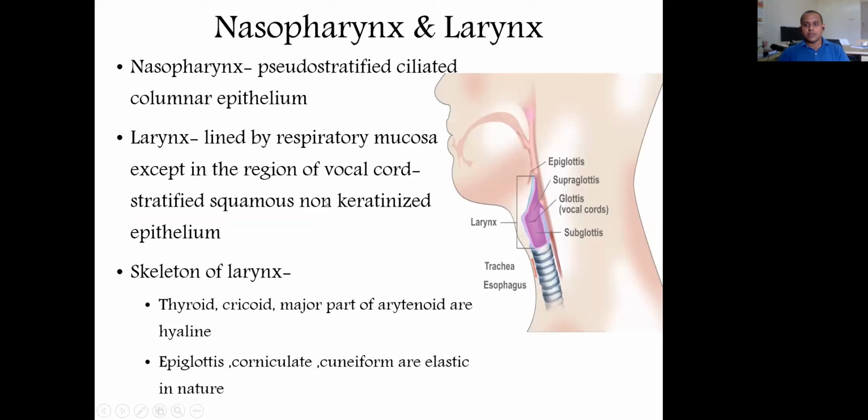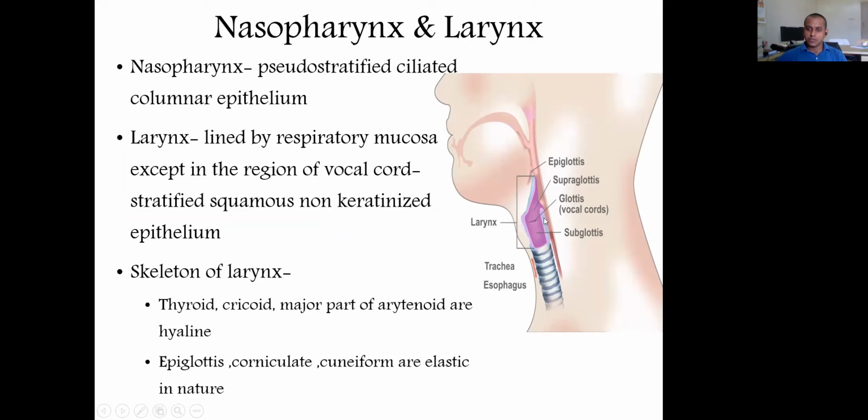Okay. So let us move ahead with the nasopharynx. The nasopharynx is present just behind the nasal cavity. It is again pseudostratified ciliated columnar epithelium, so nothing else to be added here. Further, we'll move to the larynx.